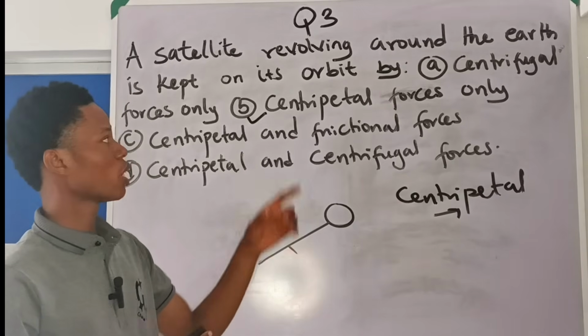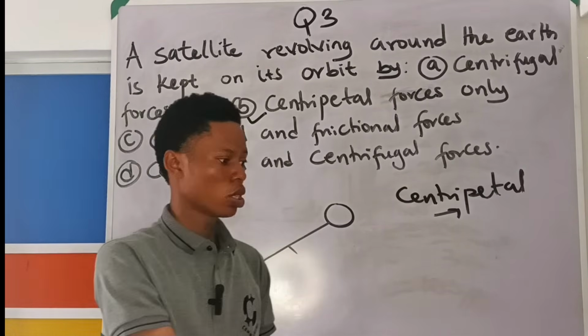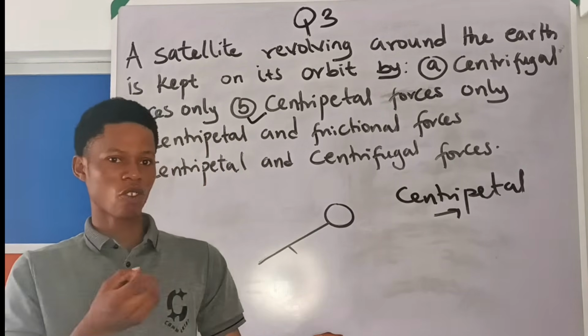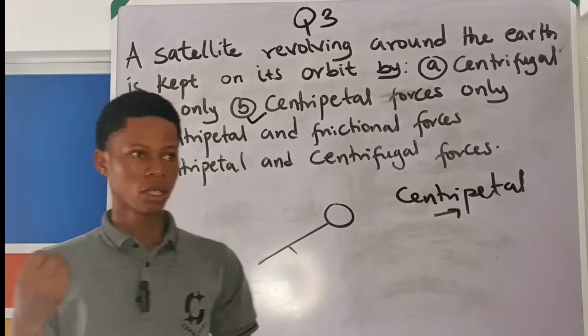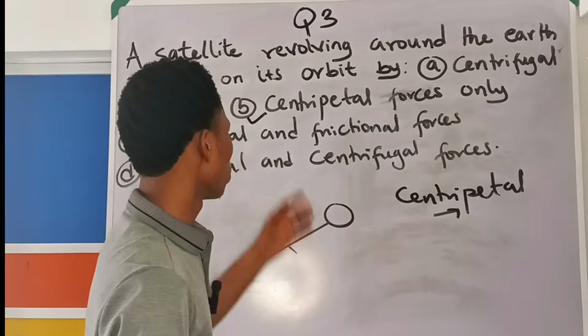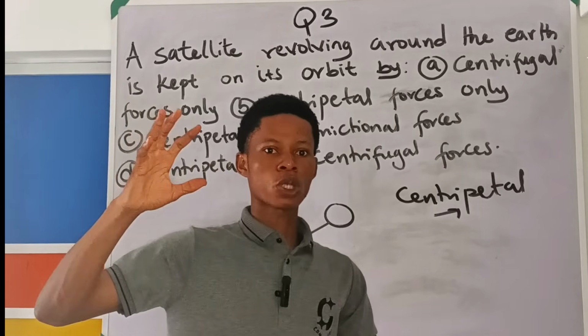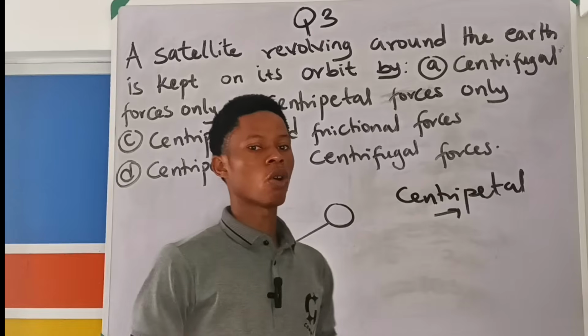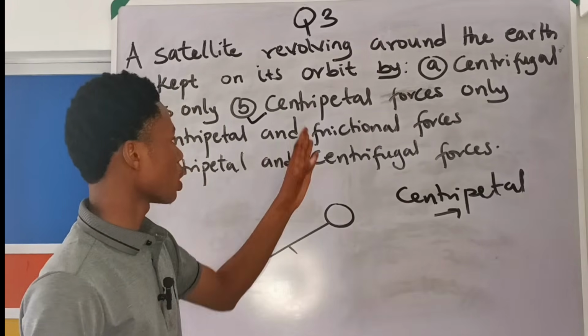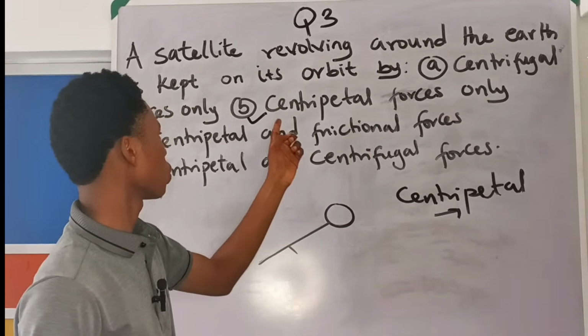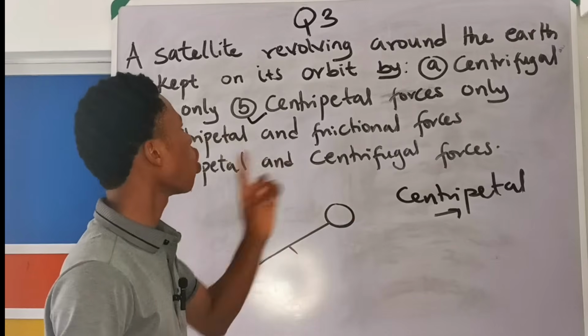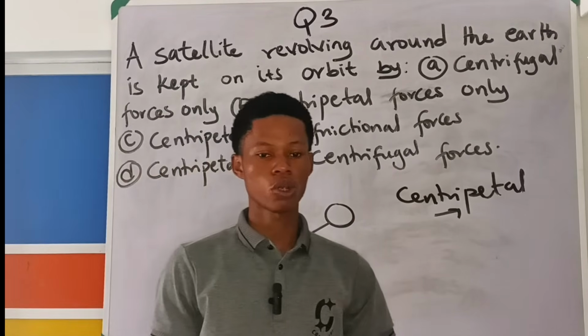So the answer is centripetal forces only, because centrifugal force is kind of moving it away and it's a perceived force. But centripetal force is acting towards the center of the circular path. That is the answer to this question. So centripetal forces only is the answer to this question.